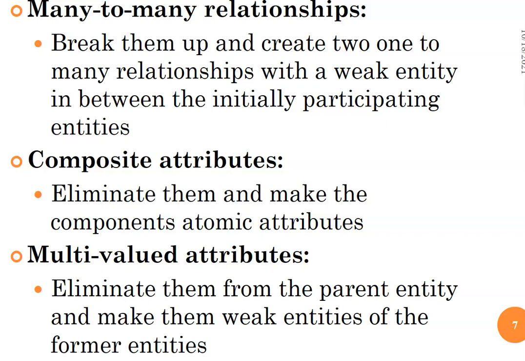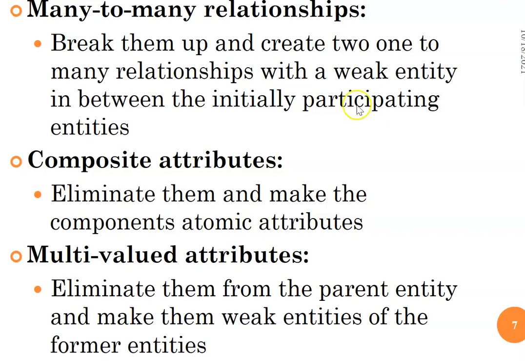Then we have multivalued attributes. A multivalued attribute, remember we said, is that particular attribute that has many values attached to it. For each given instance, you have many values attached to it. We gave an example of a phone number. We also gave an example of academic qualification. So how do you deal with multivalued attributes? You create a weak entity for that particular multivalued attribute such that you have a resultant entity that is going to be referenced to the parent entity. We are going to see how we deal with this.